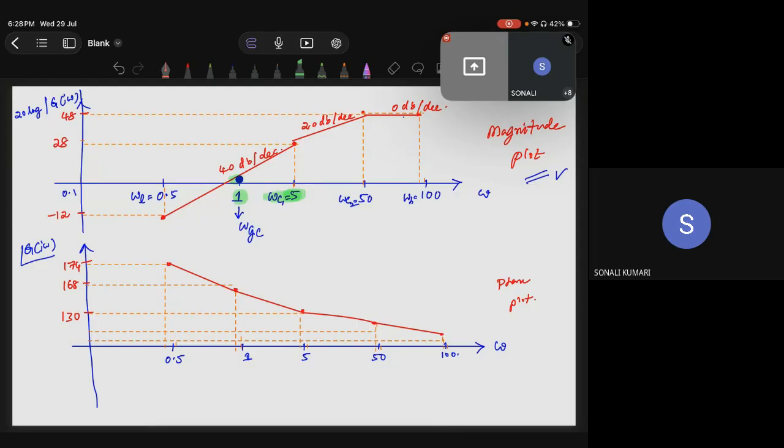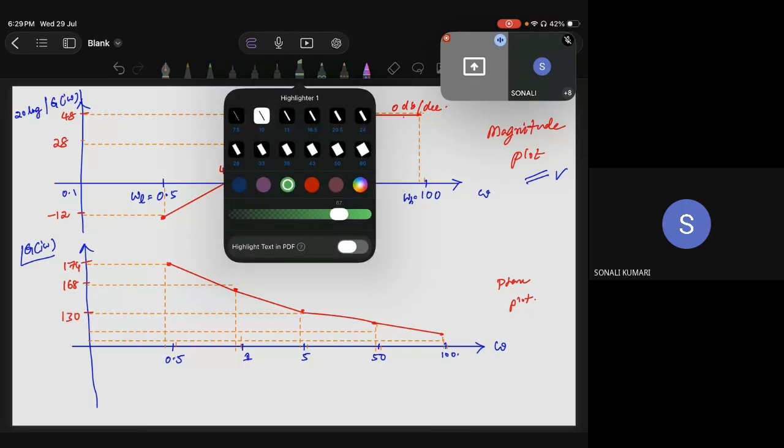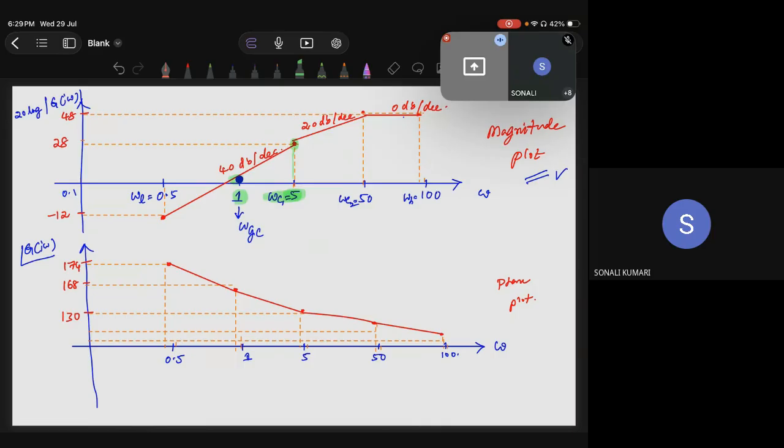Tell me, you can observe this. What is the gain crossover frequency? The magnitude should be 0, correct? To make the magnitude at omega equal to 5 go to 0, what do I need to do in the plot? Basically, this point should roll down to this point. Am I correct? No, no, no.